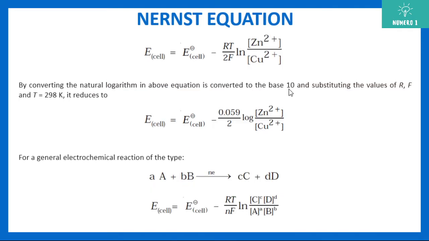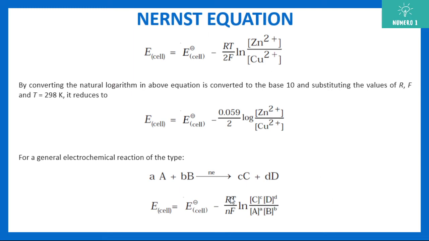Now let us talk about the generality of this reaction. If you want to express it generally for any other reaction, let's say you have a reaction aA plus bB gives you cC plus dD, and n number of electrons are involved. E cell for this reaction will be given by E naught of cell minus RT upon nF ln of C raised to c, D raised to d, the whole upon A raised to a, B raised to b.